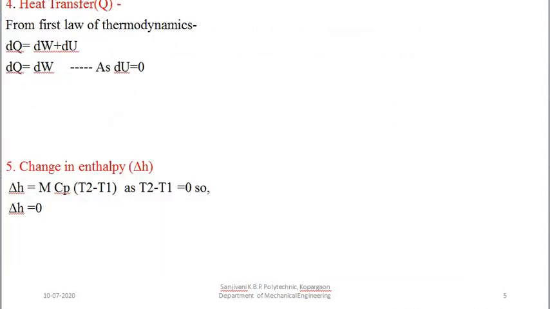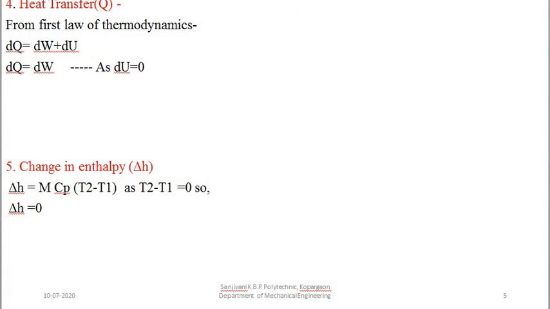Now the next parameter is the heat transfer. From the first law of thermodynamics, dq is equal to dW plus dU. So dq is equal to dW as dU is equal to 0. So heat transfer is equal to work transfer plus change in internal energy. Here the change in internal energy is 0. Therefore whatever the heat transfer is there, that is equal to the work transfer. So all the heat provided is converted into work, or whatever work is provided is totally converted into heat energy.